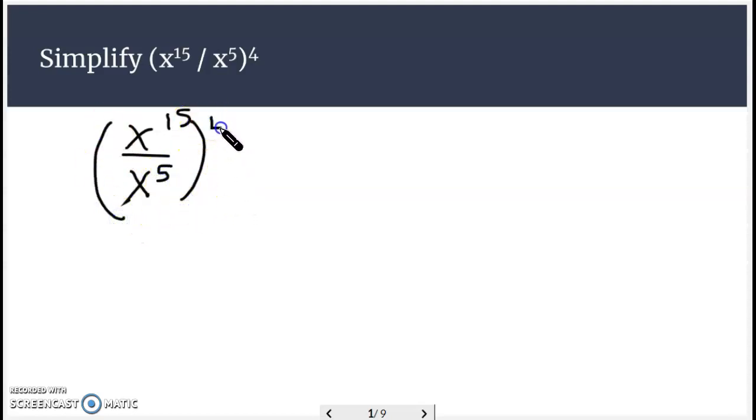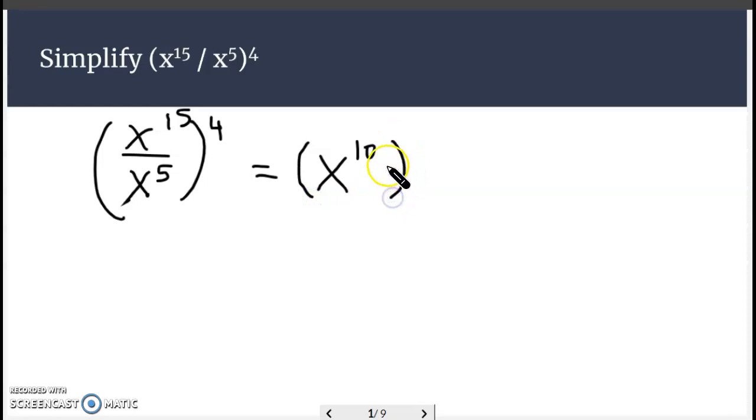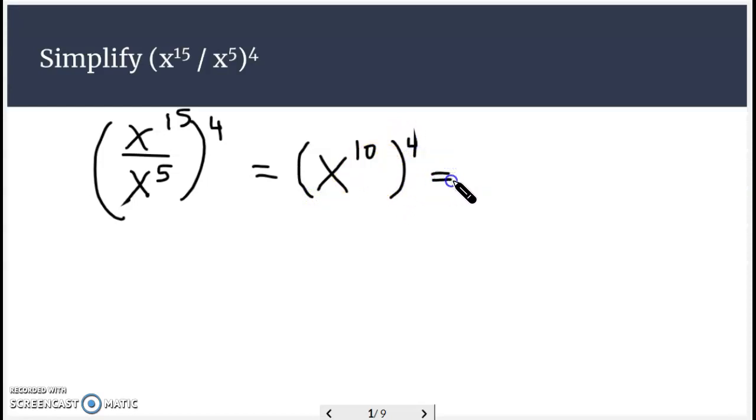Well, like the order of operations, do what's on the inside first. When you have exponential terms and you're dividing, you actually subtract the exponents themselves. So x to the 15th over x to the 5th reduces to x to the 10th, and we got that 10 from simply taking 15 minus 5. Now we have a power of a power, and when you have a power of a power, you multiply the exponents. So our final answer here is x to the 40th.